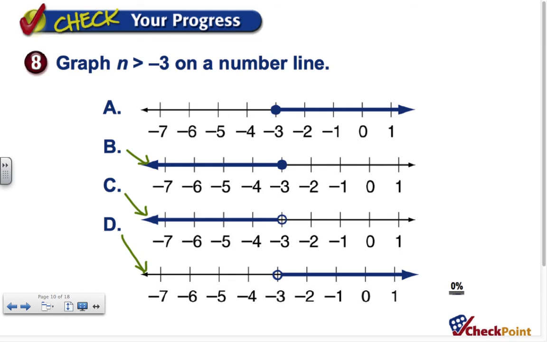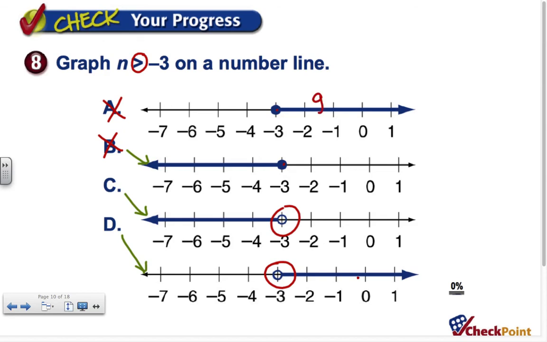All right, n is greater than -3. Right now, I can tell that because there's no equal sign, A and B would be eliminated because we cannot have dots that are filled in. So we're looking at these two dots, both on -3, but now we have to consider, are we going right or left? If you want n to be greater than -3, which one of these graphs is pointing the right way?